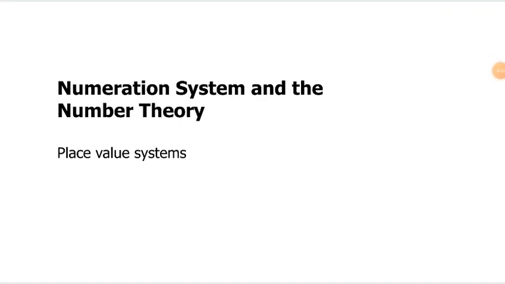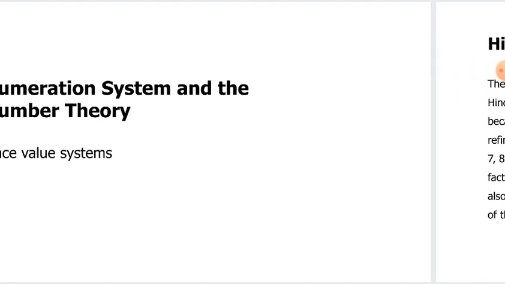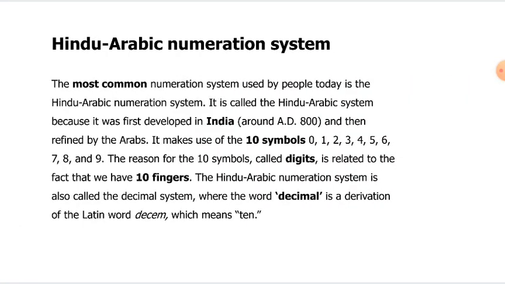Okay, in the second part of our lecture, we are going to talk about the place value systems of the Babylonian numeration system and also that of the Mayan numeration system. So for us to better appreciate their place value system, let us first take a look back at our own place value system of the Hindu-Arabic numeration system that we use today. So this is the most common numeration system, again, as I have said a while ago.